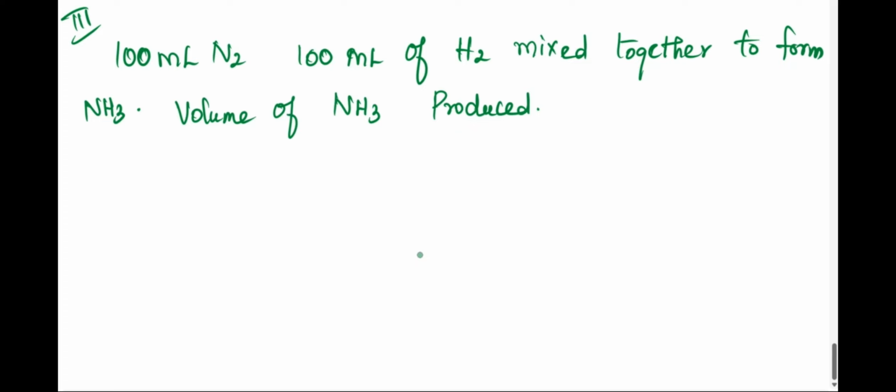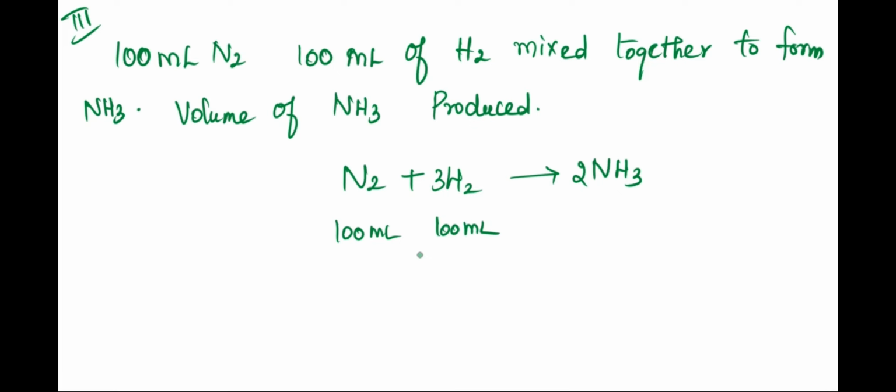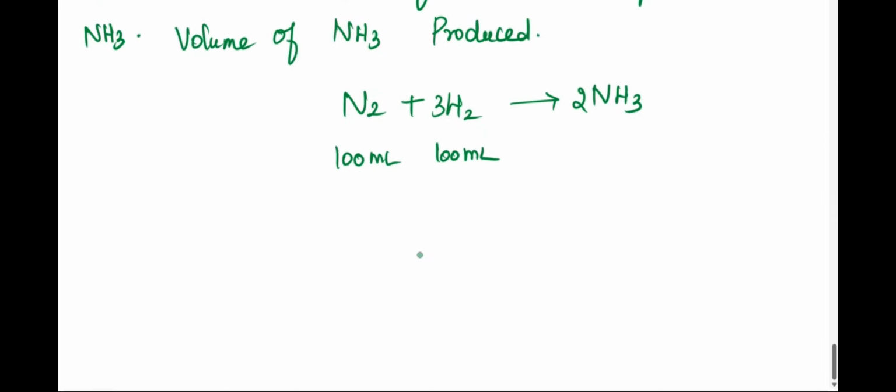So here you have to find out which limits the reaction. The reaction is N2 plus H2 gives, I'm just taking the forward direction only, NH3, the balanced form, which is N2 plus 3H2 gives 2NH3. Okay, so here I have 100 ml of N2 and 100 ml of H2. Now we have to find out which limits the reaction. How can we do that? How can we find out which limits the reaction?